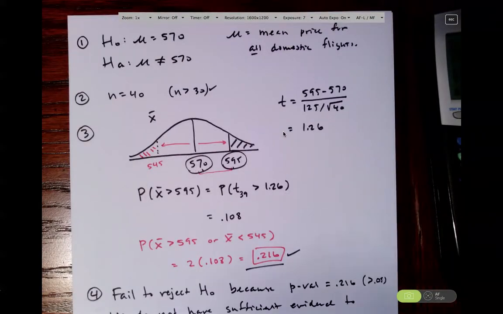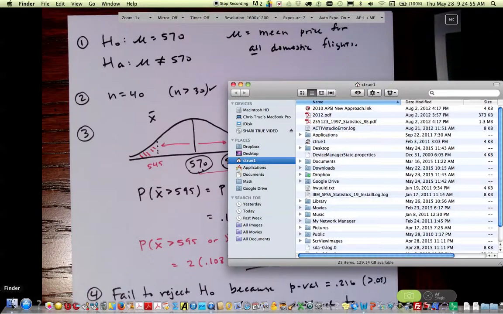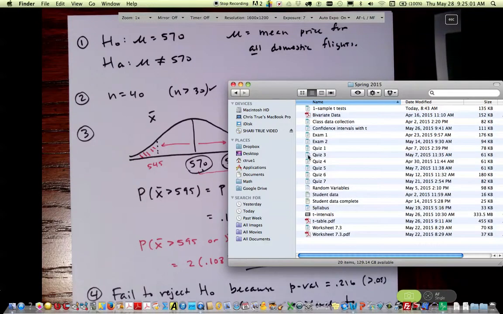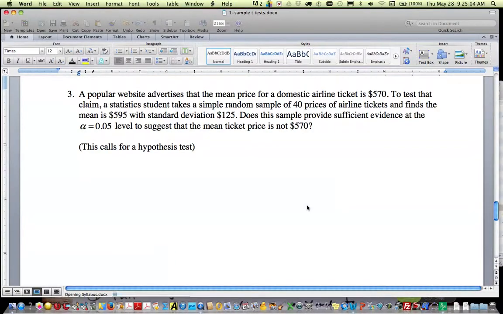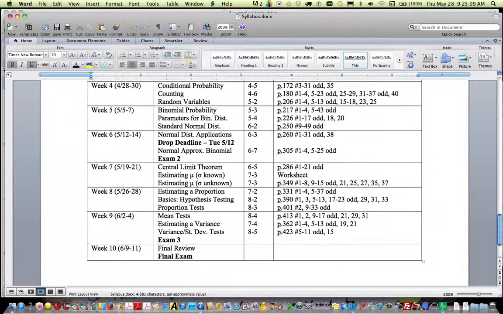And speaking of the homework problems, let me make sure that I show you which problems I want you to do. So let me call up the syllabus. And on the syllabus, the problems I want you to do are mean tests, section 8.4. So you should be doing these problems here from section 8.4. Okay, page 413, and those problems. Okay, a lot of those problems are just very similar to the problems that I just went through with you.